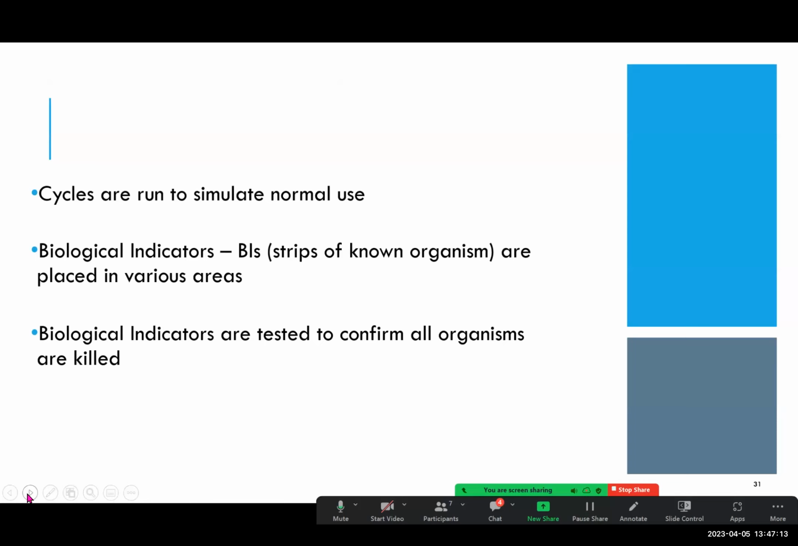This is going to be a known organism. So I may say, okay, this is a mold. This is mold 124. And I'm going to place this in different areas of my line. And then I'm going to go through my normal cleaning process. And then I'm going to go back and see, is this mold still on my biological indicator? If it's not there, hey, our cleaning process works, it's validated. I'm going to document all of my testing. But if it's still there, then we have some more troubleshooting to do.